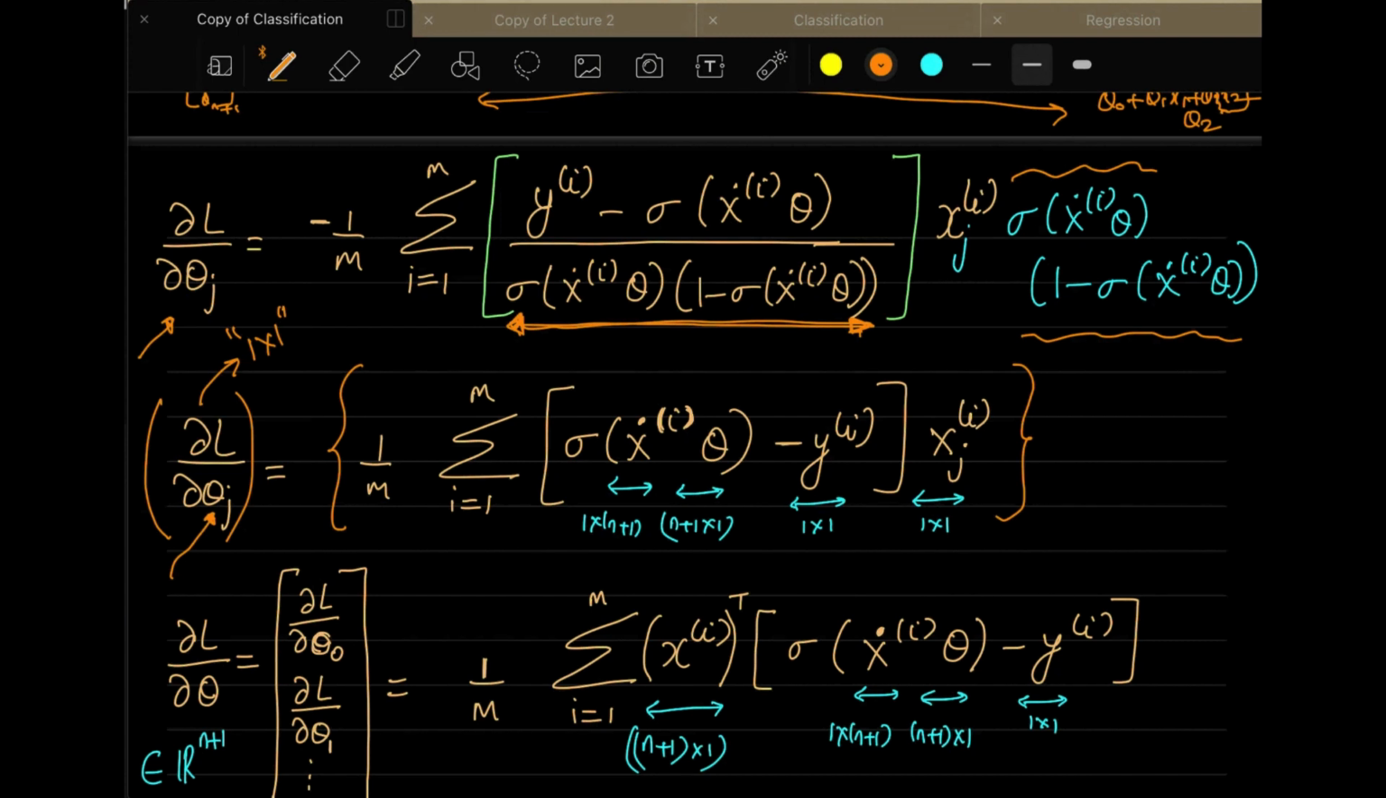And when you do the dimensionality analysis on this particular thing, as I have shown you in the blue lines and with the blue markers, you can see the dimension is 1 cross 1. You can cross verify yourself why it is so, but it will come out to be 1 cross 1. So this is your derivative of the loss with respect to a specific value of theta j.